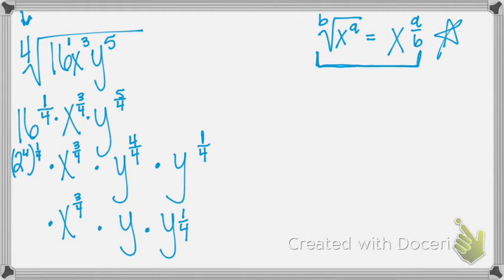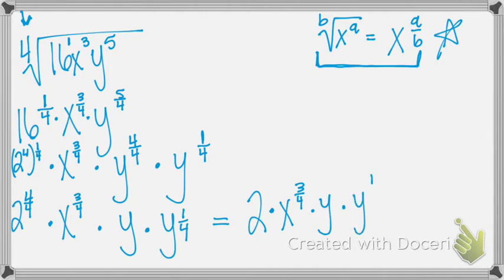If I multiply the 4 power and the 1/4 power, do I not get 2 to the 4 over 4 power? What's 4 divided by 4 though? 1. So I'm left with 2 times x to the 3/4 times y to the 1/4.